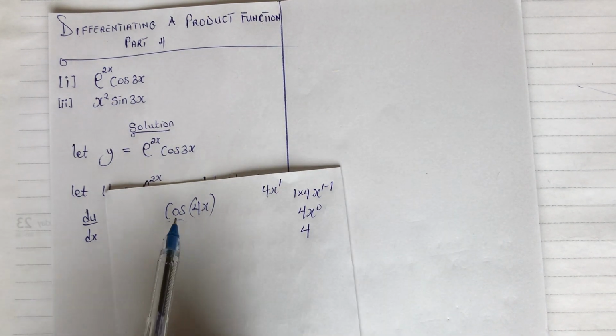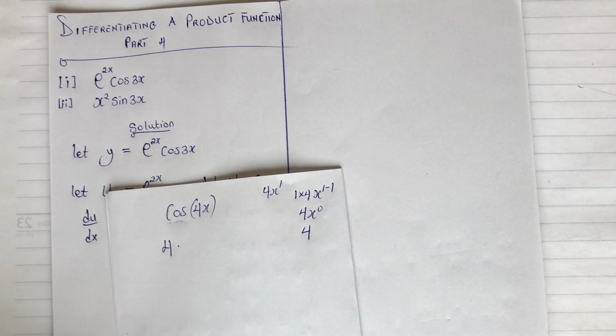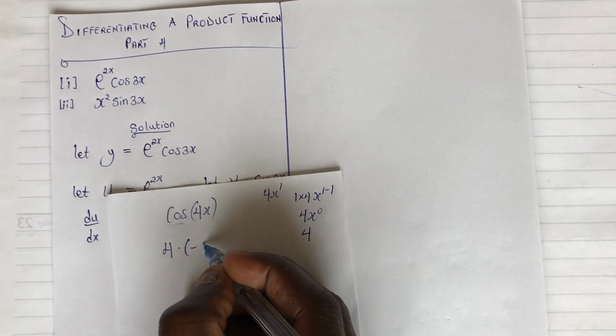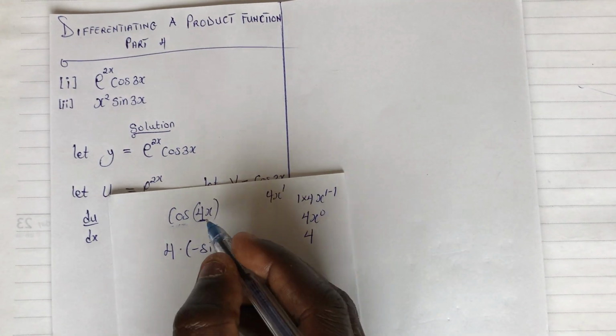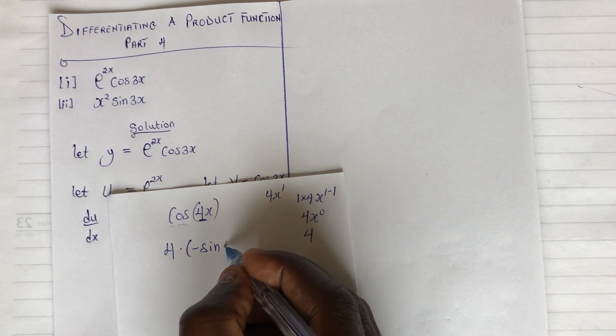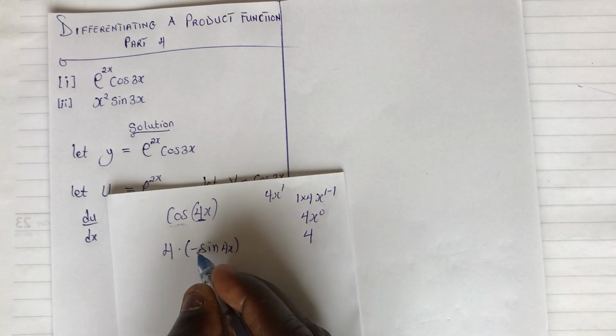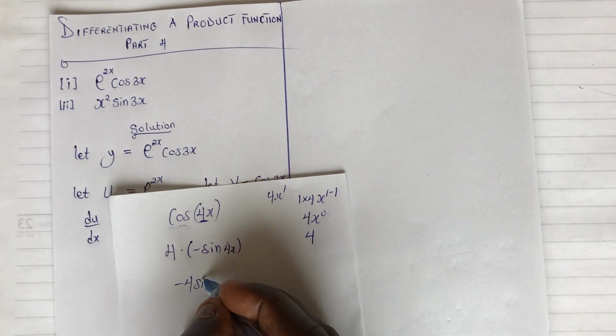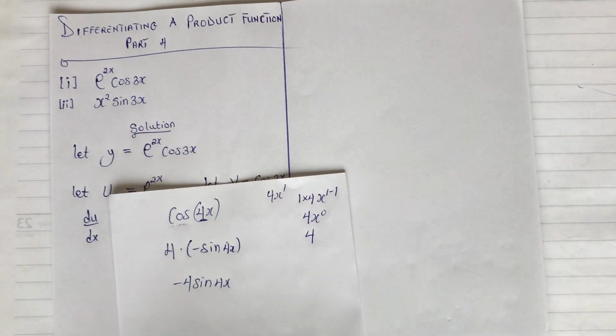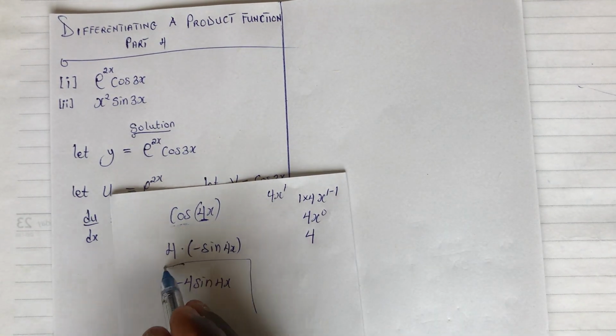The derivative of cos will give you minus sine. You have 4x there, so you repeat the same 4x. So now this result will give you minus 4 sine 4x. So now this is a shortcut method.